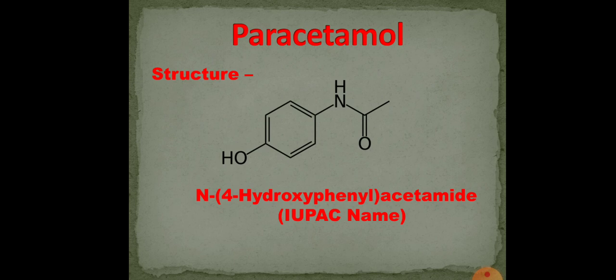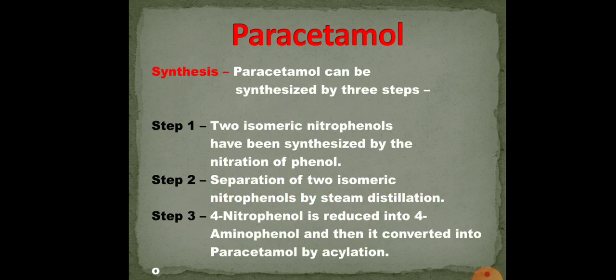Now the structure of paracetamol. This is the structure of paracetamol. We can see in this structure that OH group and NHCOCH3 groups are present at the para position on benzene ring, and its IUPAC name is N-4-hydroxyphenyl acetamide. Paracetamol.